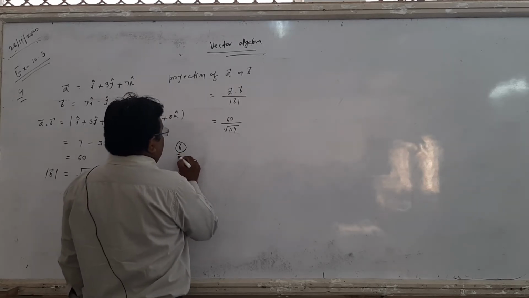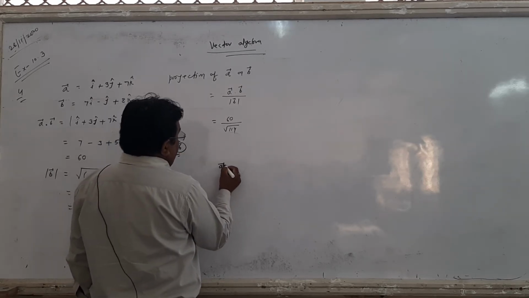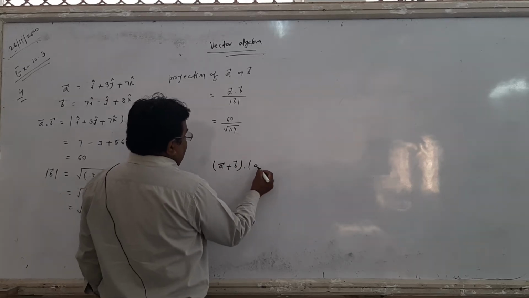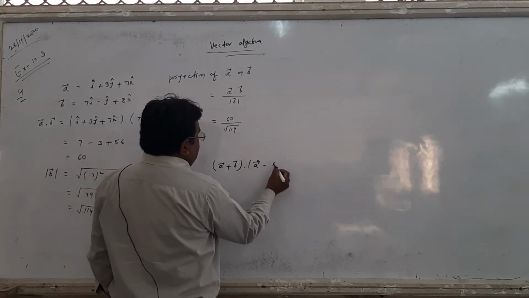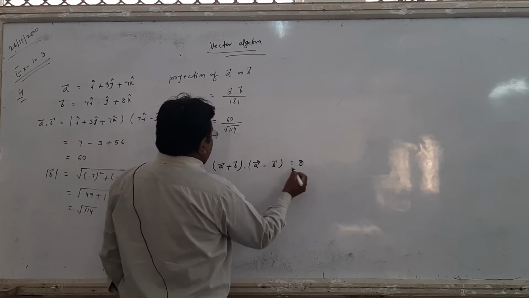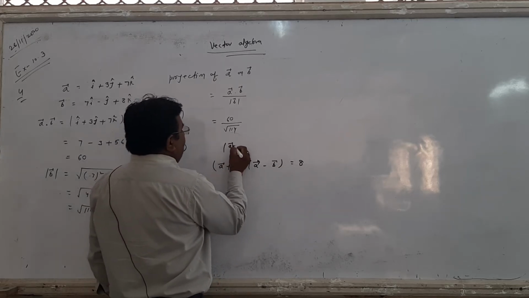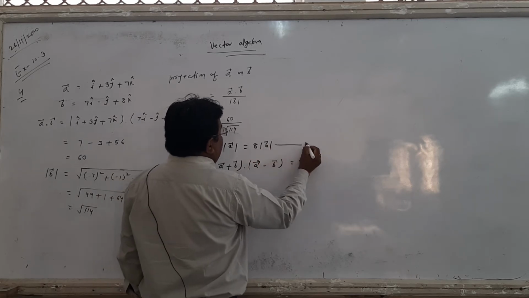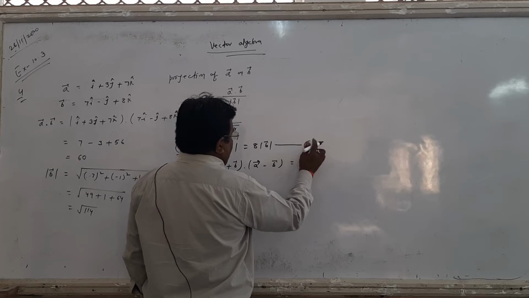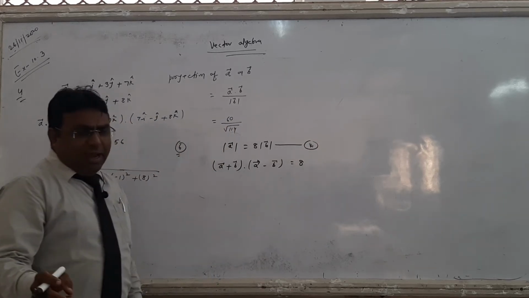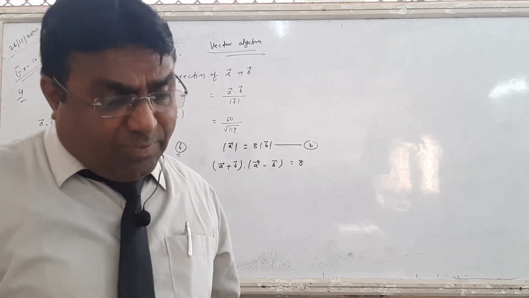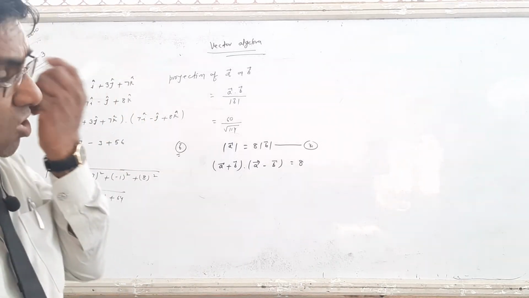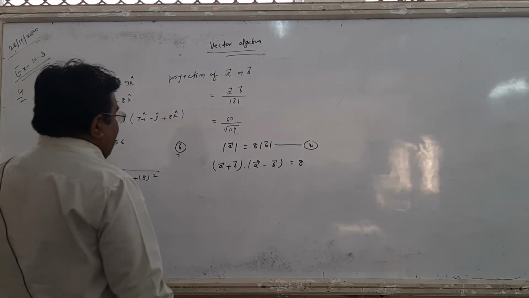Question number 6. Given is vector A plus vector B dot vector A minus vector B equals 8. And the second thing given is that the magnitude of vector A is 8 times the magnitude of vector B. There are two things given, right? Now find the magnitude of A and magnitude of B. Student, this is the question in which vector A and vector B are not given, but we have to find the magnitude of A and magnitude of B.